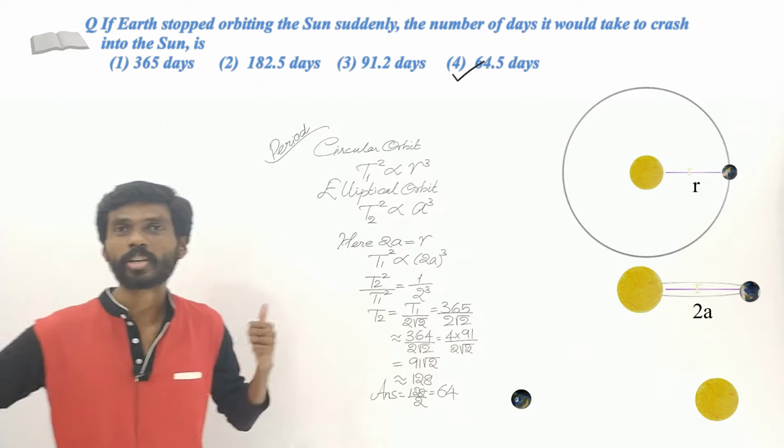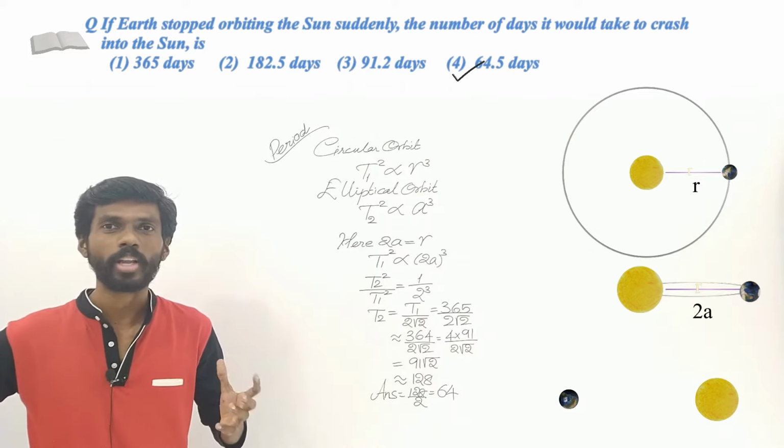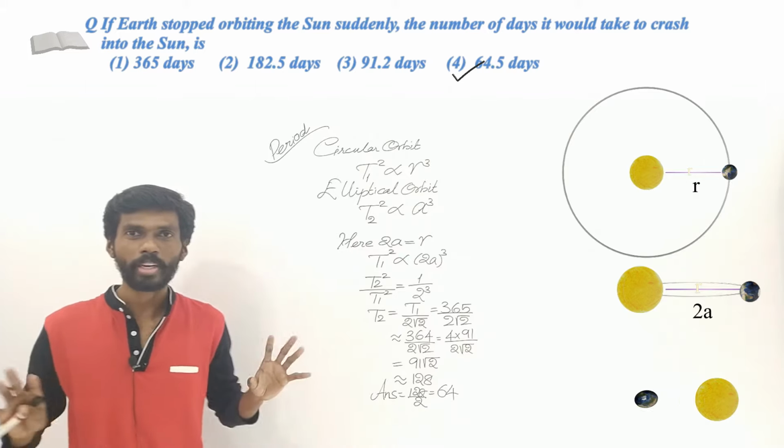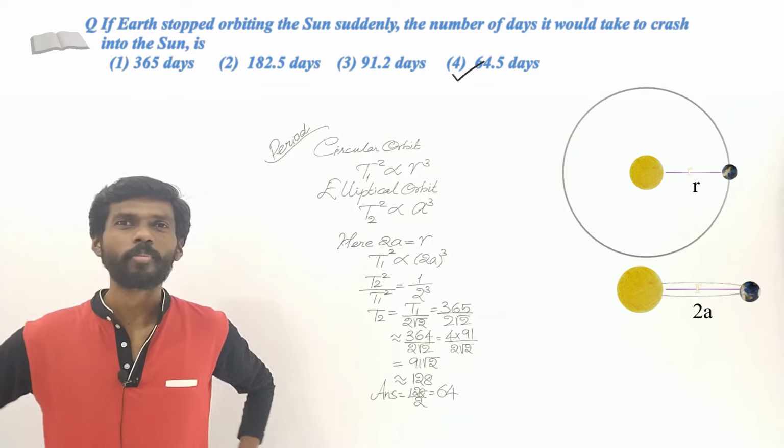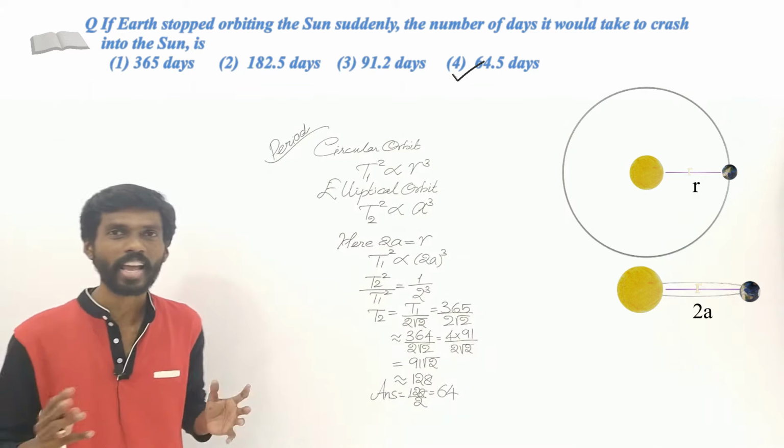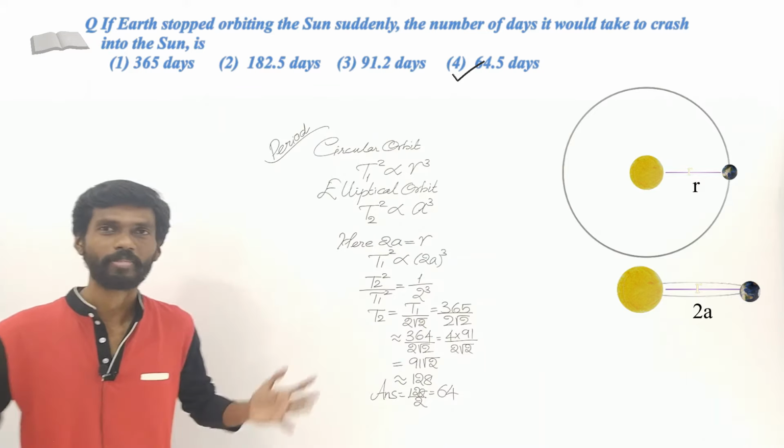As it gets closer and closer to the sun, the gravitational pull is so strong that the planet will be ripped apart even before it reaches the sun. So this 64.5 days is kind of a fancy answer, and in reality we never know.